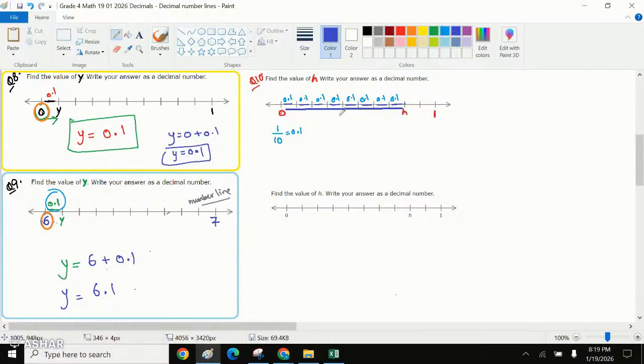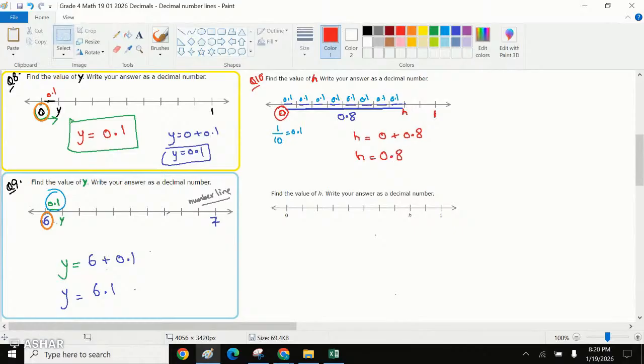This is 0.8, right? Then we can say the answer for H should be equal to 0 plus the starting number plus the answer for the interval H, because 0, yeah, that's why we don't write 0, right? So we directly give the answer 0.8.